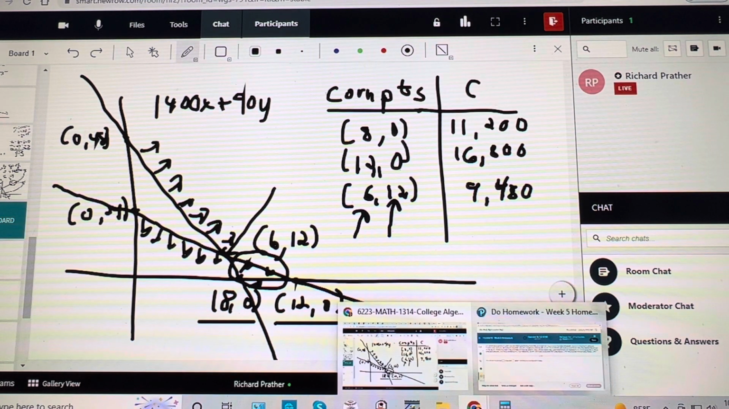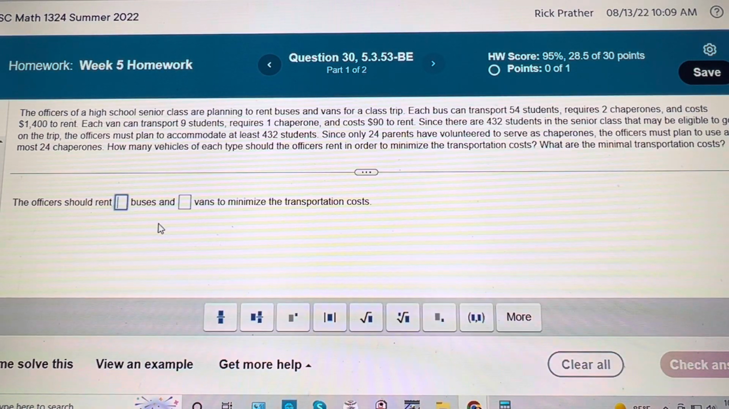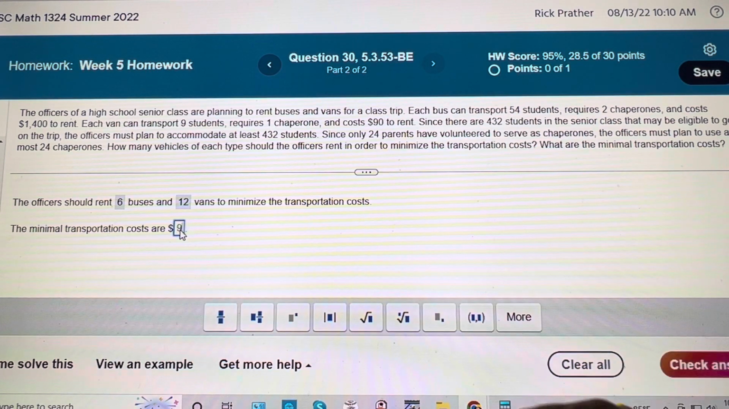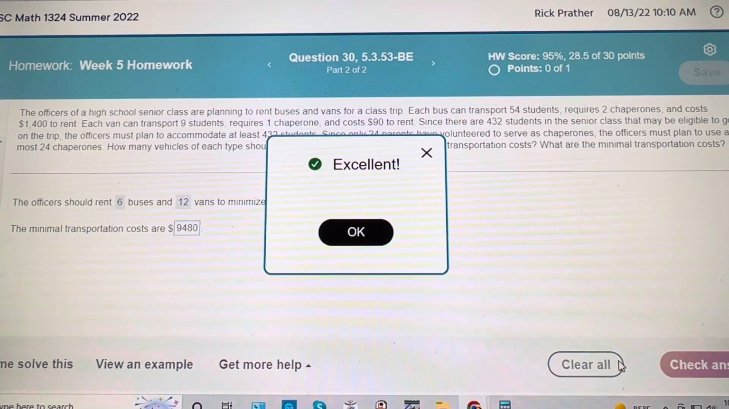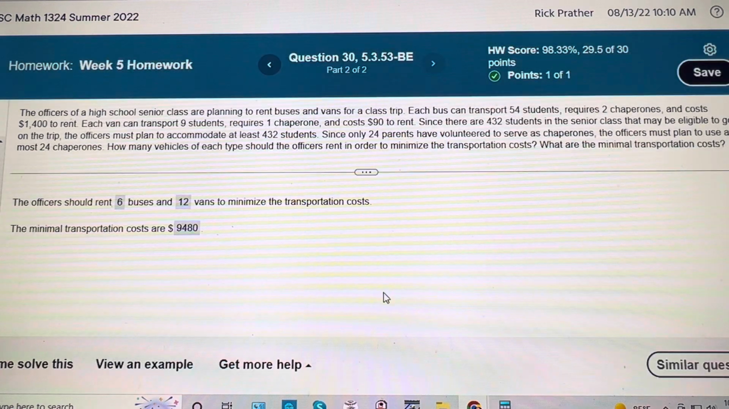The cost would be less than $10,000 that way, $9,480. If you get 6 buses and 12 vans, it'll only cost $9,480 instead of over $11,000. And on these kinds of trips, either people are paying for it themselves or they're doing a fundraiser to raise the money for it. So you've got to live with a little discomfort in order to have a good trip and get everybody that wants to go.